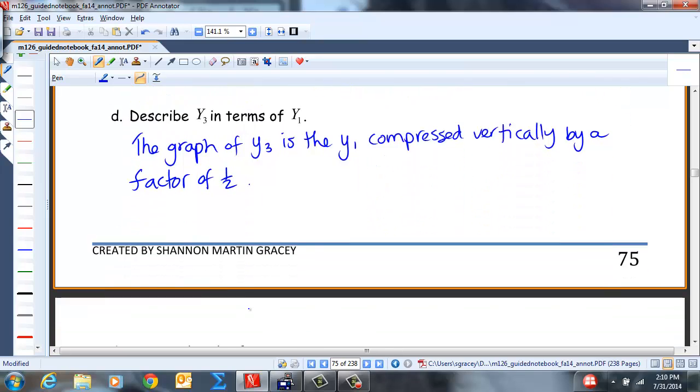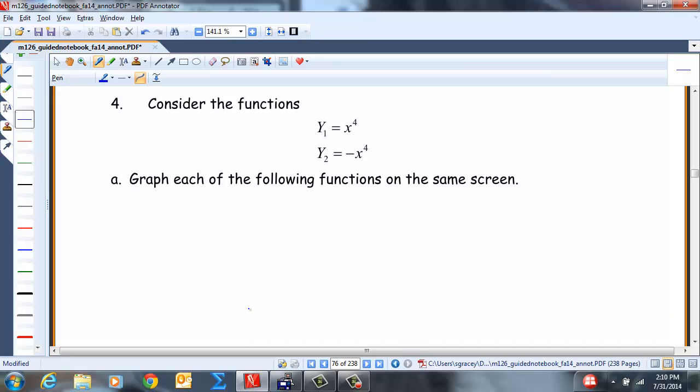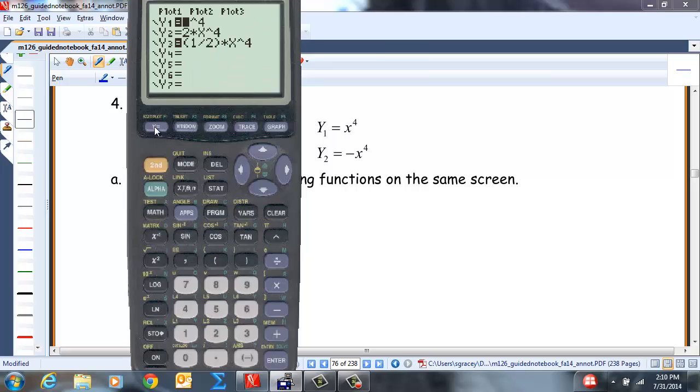All right, so next up, let's just do these two. We've got the same first graph in our y equals, and then clear these out. Our second one is just negative x to the 4th. And then I want to adjust the window a bit to be -10 on the y, so we can see the whole thing. So that's our original, and that is the other graph.